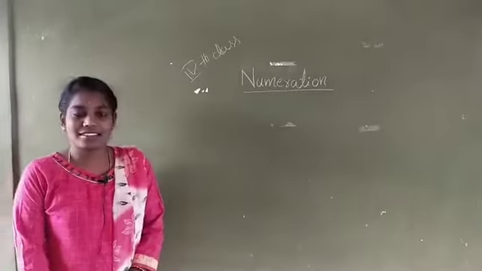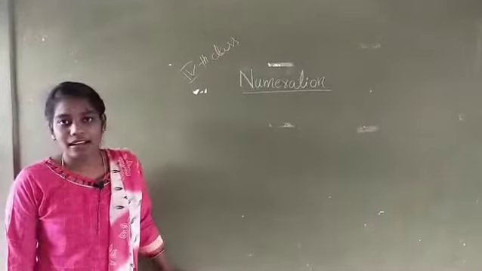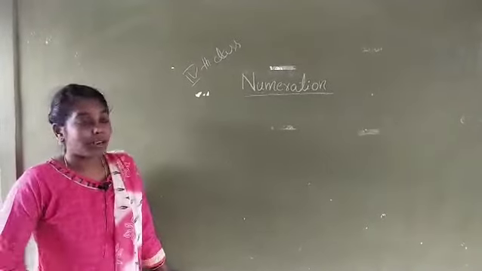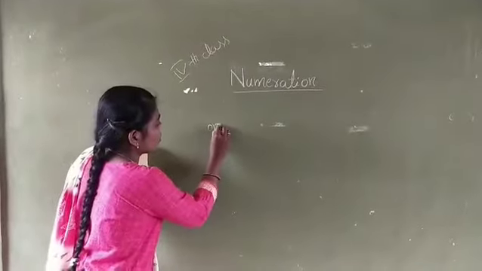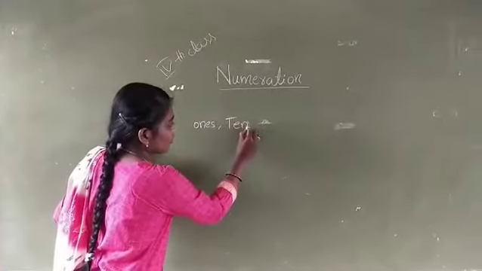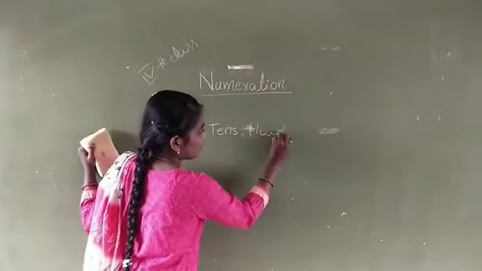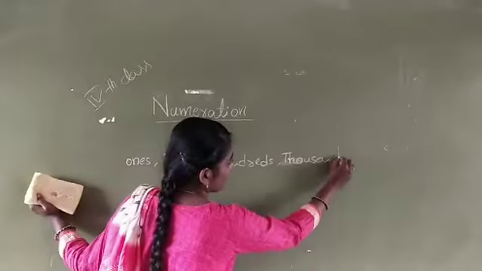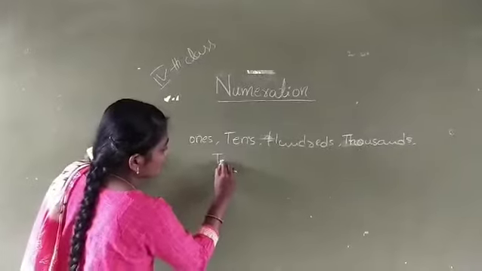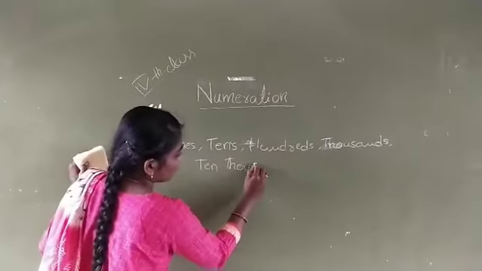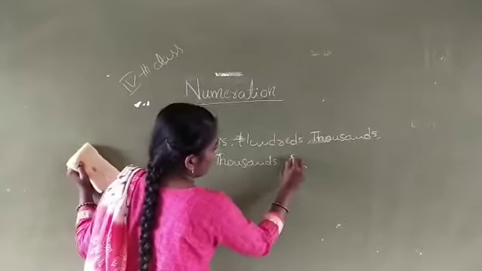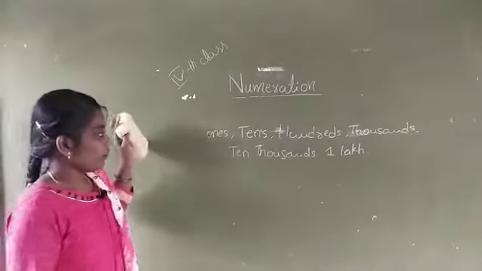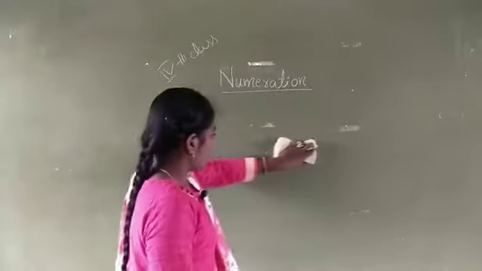Today we are going to discuss 1 lakh and numbers after 1 lakh. In the previous class we discussed numbers up to 1 lakh. What are those? Ones, tens, hundreds, thousands, 10,000s, and one lakh. After 1 lakh, we have so many numbers.